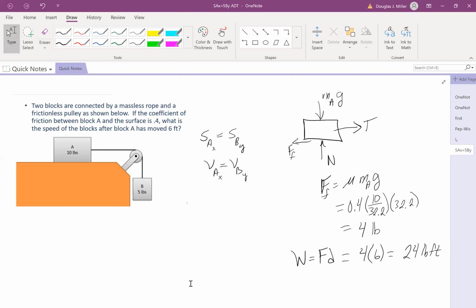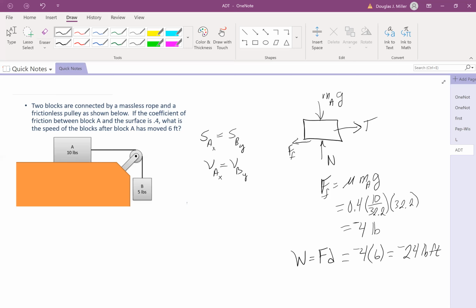It's acting to the left, but if you also recall, by definition, force of friction is always treated as being a negative work. So in our case, we want to say that the force of friction is a -4. Therefore, we can plug in and we find that we get a -24 foot-pounds.